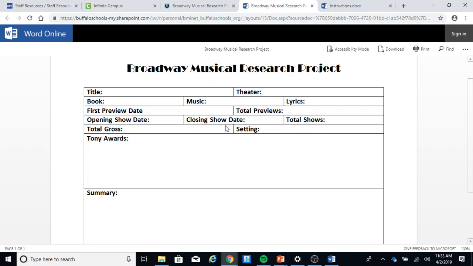You'll put the opening date, the closing date, if there is one. There won't be a closing date in all cases. So I know for one of them, you're going to have to put not applicable because it hasn't closed yet. Okay, actually, a couple of them. And the total shows. How many times was this show performed? The total gross, again, total gross would be what?